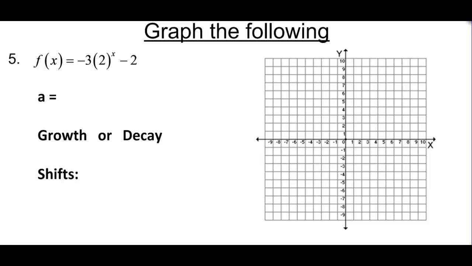Again, we have another negative, so my a is -3. It's multiplying by 2, so this is a growth problem. And I'm not doing anything with the x, so this is just a shift down 2. So let's see if we can do this from the beginning. I can see my dotted line here, but I know it's going to shift down 2.